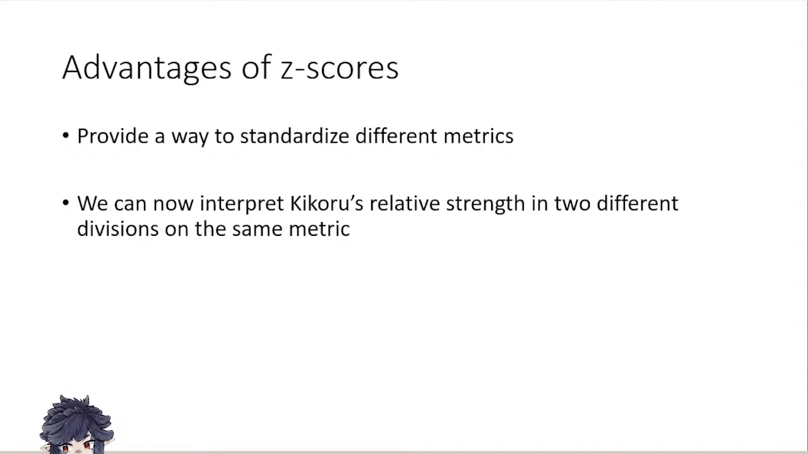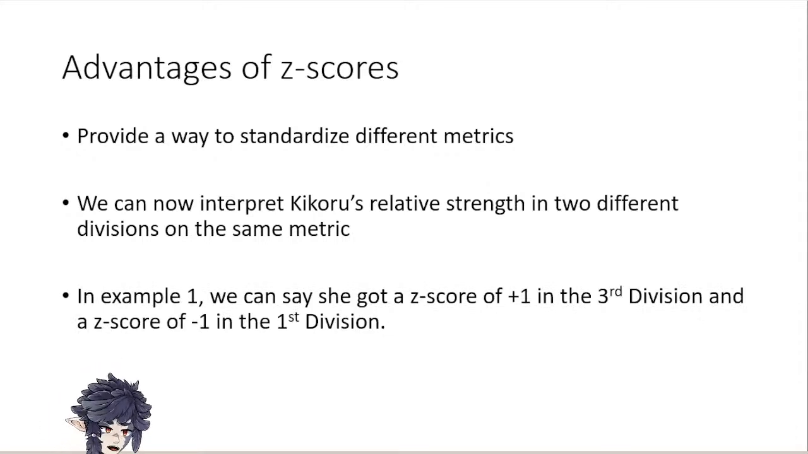Now, because we have this, we can interpret Kikoru's relative strength in two different divisions on the same metric. Even though we're comparing her to two different groups, we can say she's stronger in this group than she is in that group. We're not just relying on the fact that she's at 50% combat power, we're comparing her to the rest of her group.